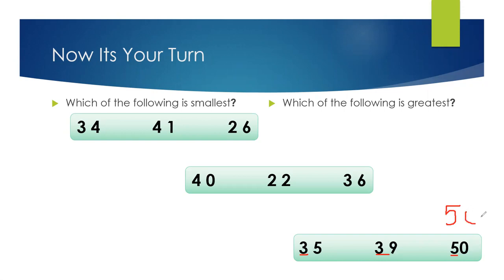Now how to find the smallest? Because here is also 3, here we are also 3. So which of these is the smallest? Although 35 and 39 both are smaller than 50, but out of these two numbers, which number is the smallest? We have to compare the second digit. Here we have 5 and here we have 9. So here we can see that 5 is smaller than 9, and if the digit 5 is smaller than 9, then we can say that number 35 is smaller than number 39. So that was all.